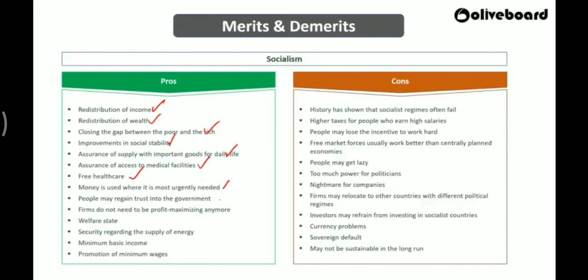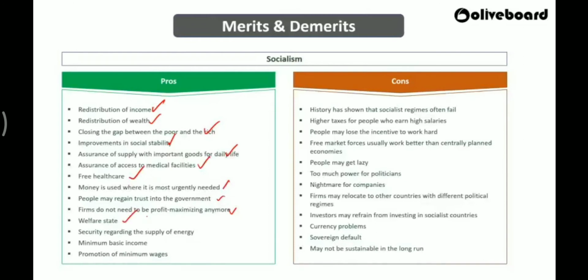People may regain trust in the government. Firms do not need to be profit maximizing anymore. Guys, whenever there is a profit motive, obviously there will be exploitation. So I try to avoid that exploitation. Why? Because I don't have any profit motive. So, all right, next, the welfare state.